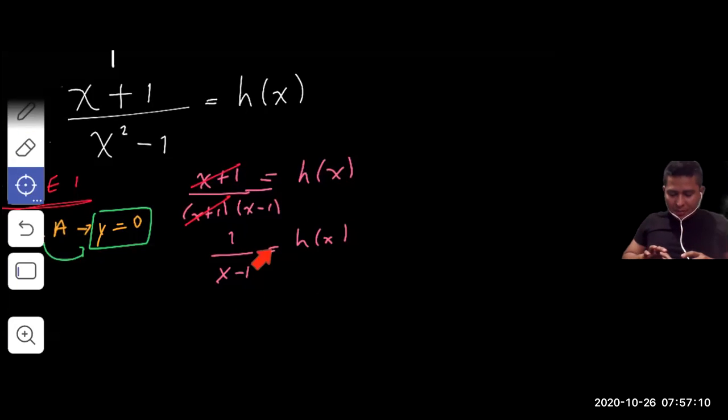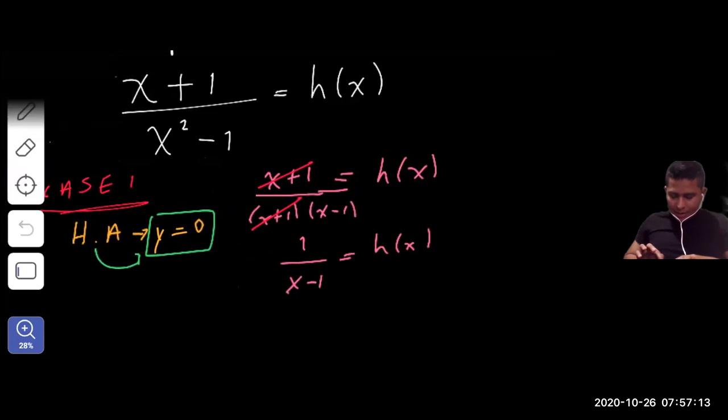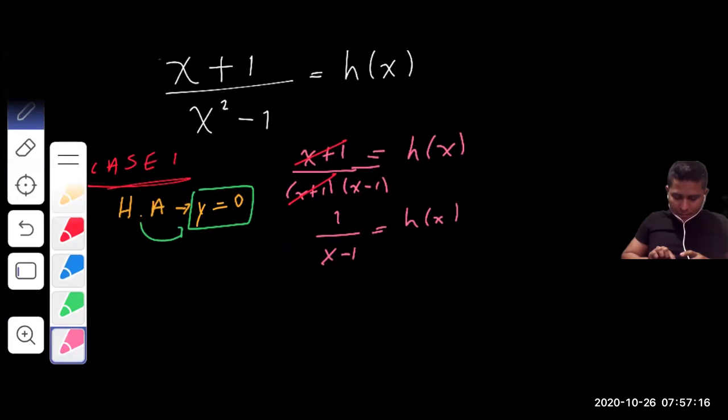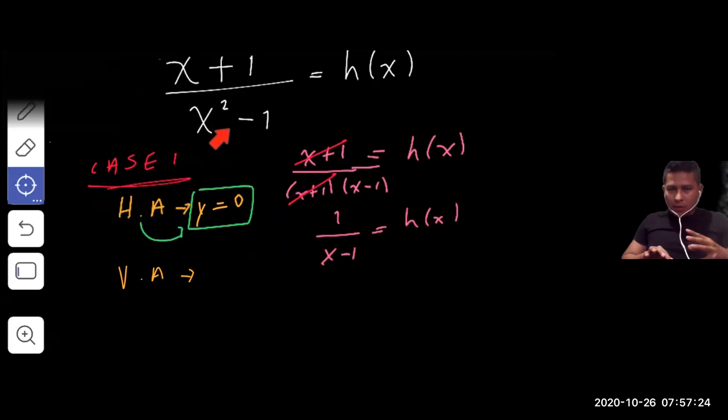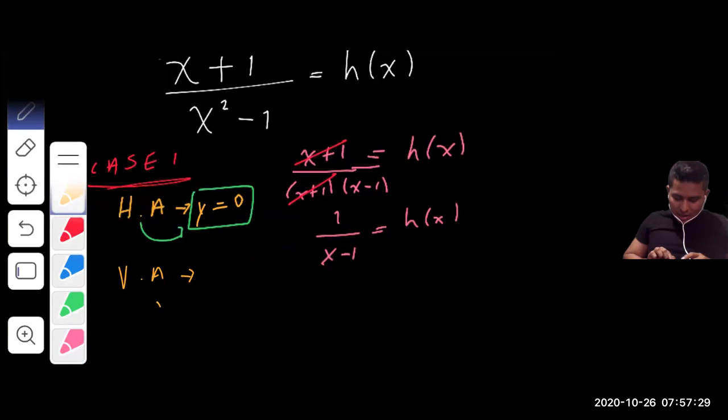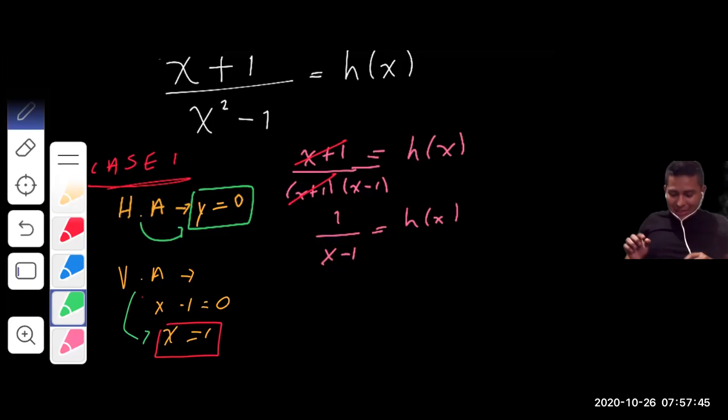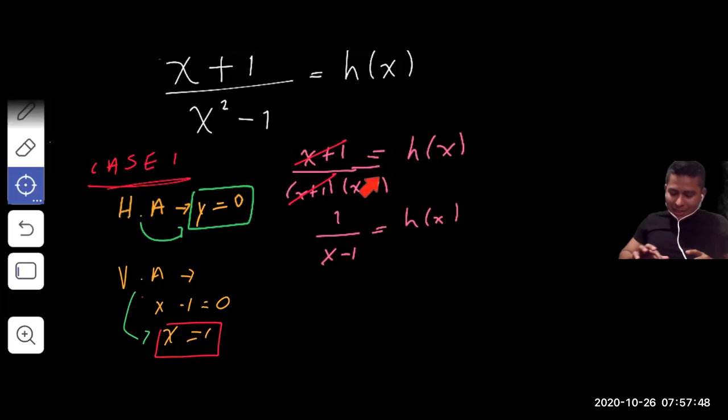It's time to identify the vertical asymptote. We have already found the horizontal, but now I need to find the vertical asymptote. What is the vertical asymptote? It's always the value in the denominator that is going to make it 0. Let's say x minus 1 equals 0, and x equals 1. This is my vertical asymptote.